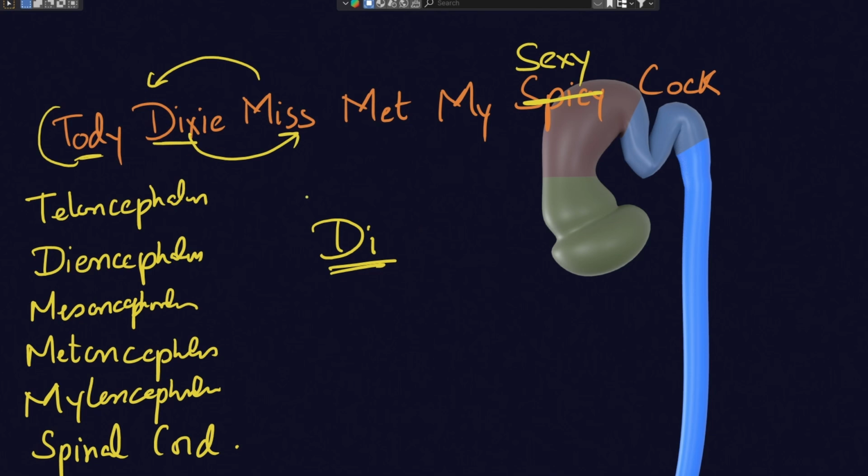So I hope with this mnemonic you can remember. And that was all about the brain flexures and brain vesicles.